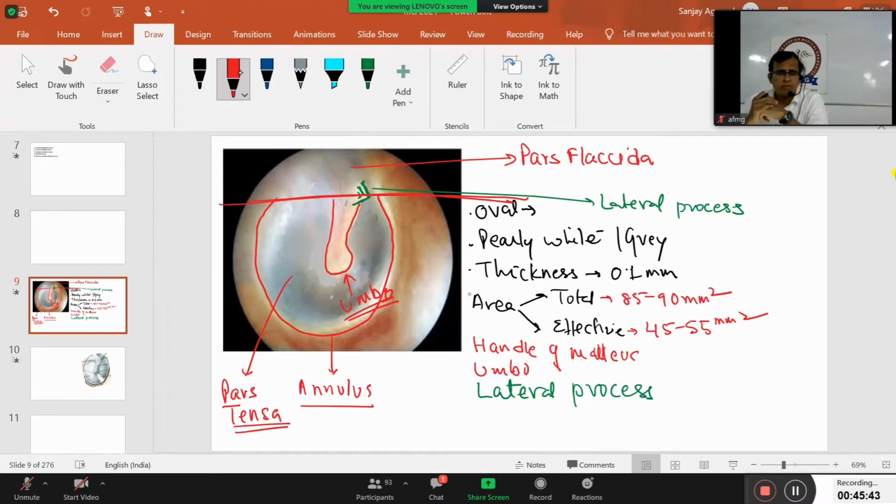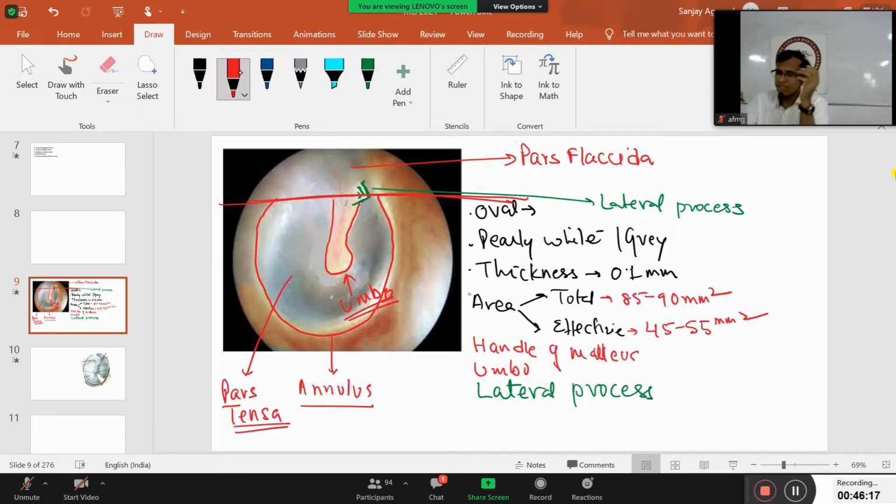What is the meaning of the word tensa? Tensa is tight. Tense is tight. And opposite is flaccid. Flaccid means loose. So if you look at the membrane, this big part looks very tight. So it's called pars tensa, part that is tense. And the upper part looks very loose. And so it's called part that is loose, pars flaccida.